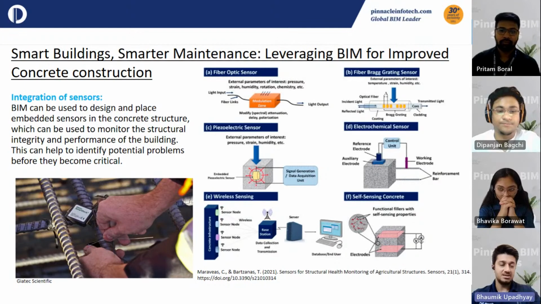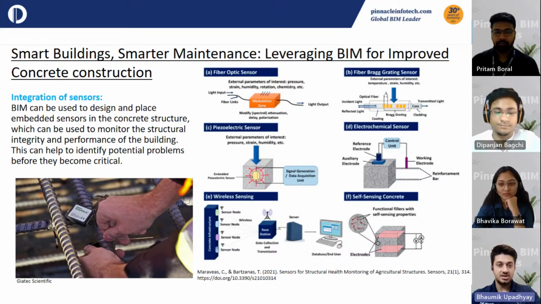We can use BIM in concrete structures for the integration of sensors. By integrating embedded sensors in the concrete structure, we can monitor the structural integrity and performance of the building. This can help to identify potential problems before they become critical. A few of the sensors that are available in the market today are shown in the slides. Many of these sensors have different functions, such as fiber optic sensors, piezoelectric sensors, self-sensing sensors, wireless sensors, and many others.